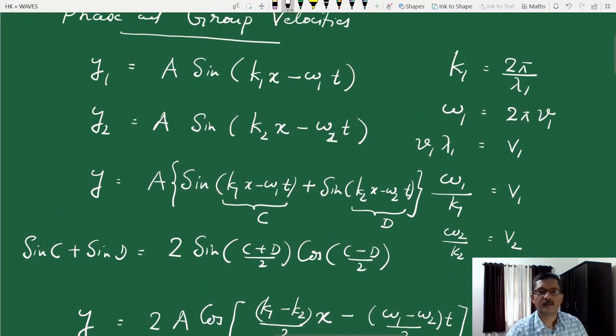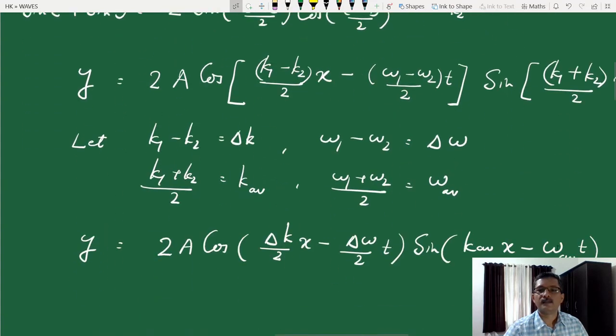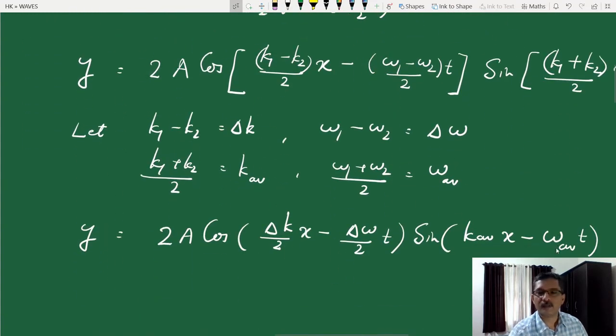Maybe I will write this. I will give some equation numbers. This is equation 1. Individual waves, let me name as equation 1 and 2. And the resultant wave that we have obtained, let us call it equation 3.